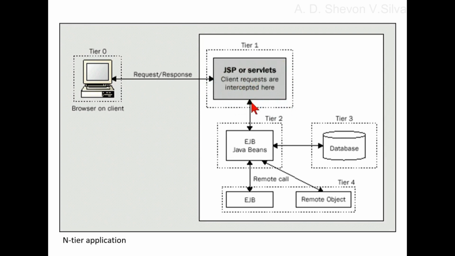JSP or servlet client requests are intercepted here and interact with EJB Java beans. EJB Java beans are inside tier 2, and here EJB Java beans interact with the database in tier 3, and here the EJB Java beans interact with EJB via a remote call. Here the EJB Java beans interact with the remote object. EJB and remote objects are inside tier 4.